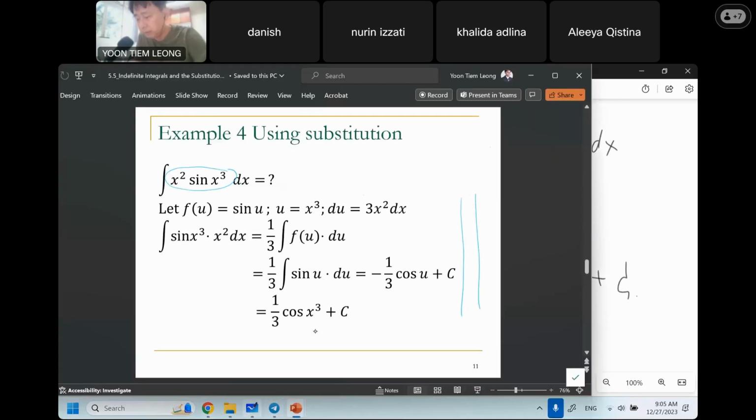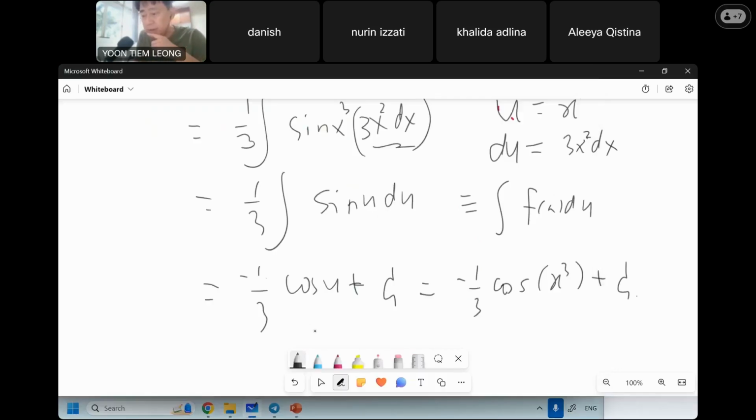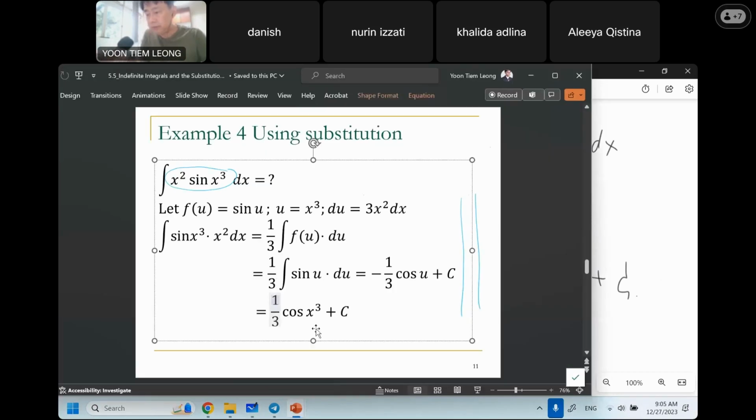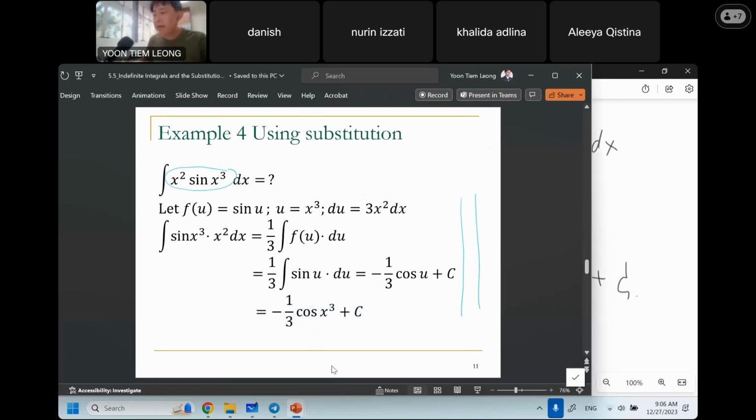So let me take a look at it more carefully. There should be a minus sign in front of the sine. So I think there is something wrong here. Yeah, no, there should be a minus sign here. So I have to make the corrections to the notes. Okay, so that is a very simple demonstration of the use of this substitution rule.